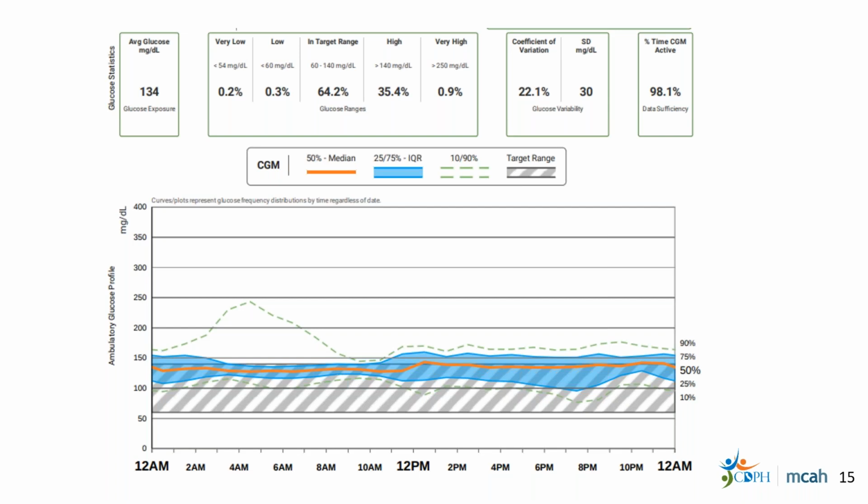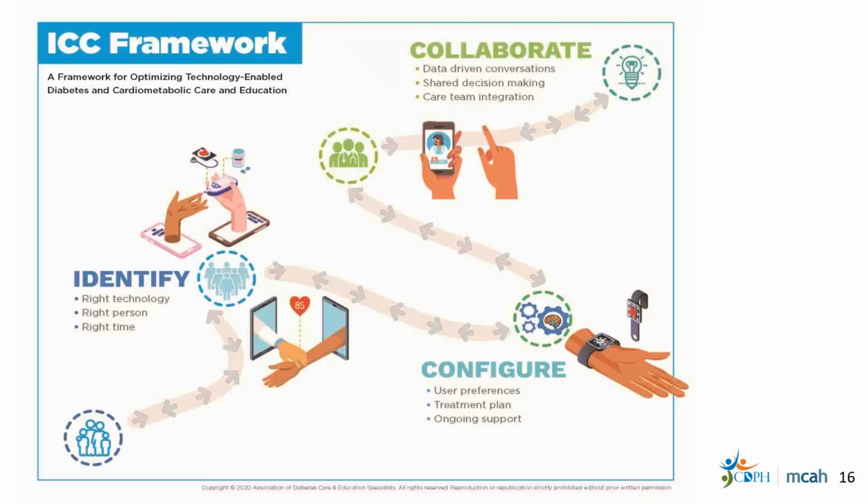If I was looking at a CGM report like this, it's important that we still want to get that fasting glucose down. I also want to share with you something called the ICC framework. This was published in August 2020, and it is a framework for optimizing technology-enabled diabetes and cardiometabolic care and education. It's a way of approaching technology for people with diabetes, and it is basically trying to identify the right technology for the right person at the right time.